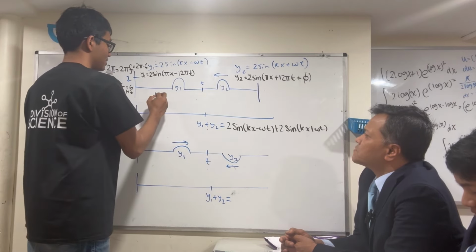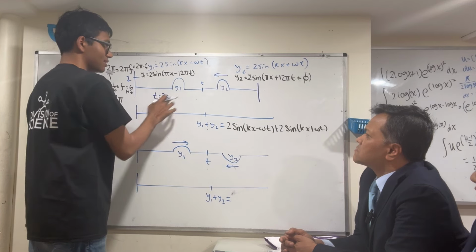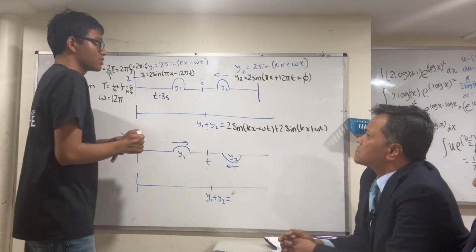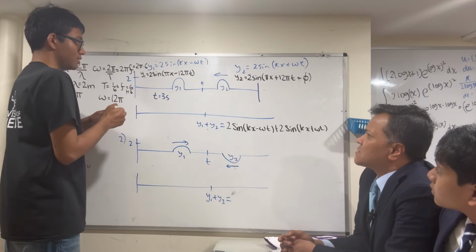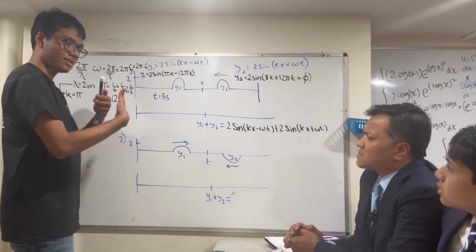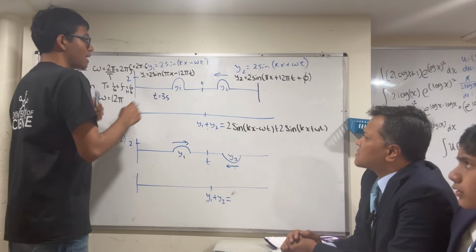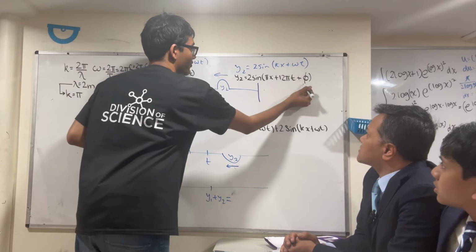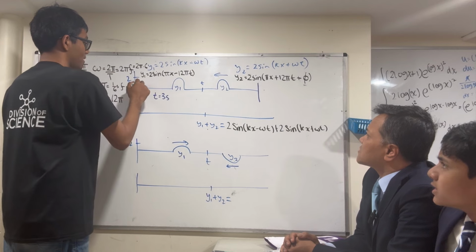Okay, so I'll pick a time. Let's say they meet at 3 seconds. So after 3 seconds, they will hit each other. At t equals 3, they will be at superposition with each other. They will be in the same location, right? So now I'm trying to determine what phase shift will force them to meet at 3 seconds. You can't do that without the distance between them.